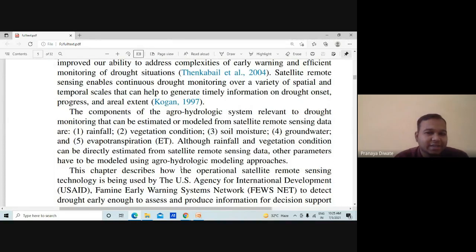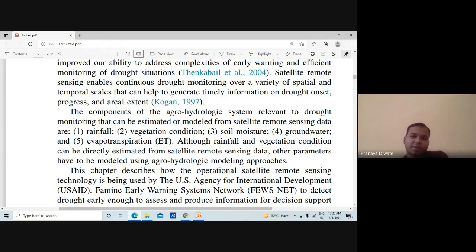Satellite remote sensing enables continuous drought monitoring over a variety of spatial and temporal scales and can help generate timely information on drought onset, progress, and areal extent. So what does satellite remote sensing enable? Continuous monitoring of drought is possible with satellite remote sensing.